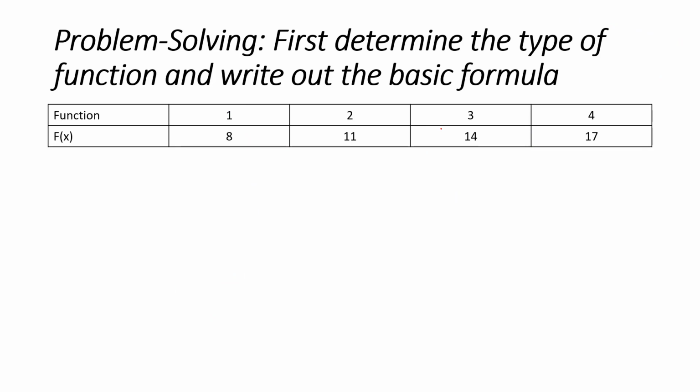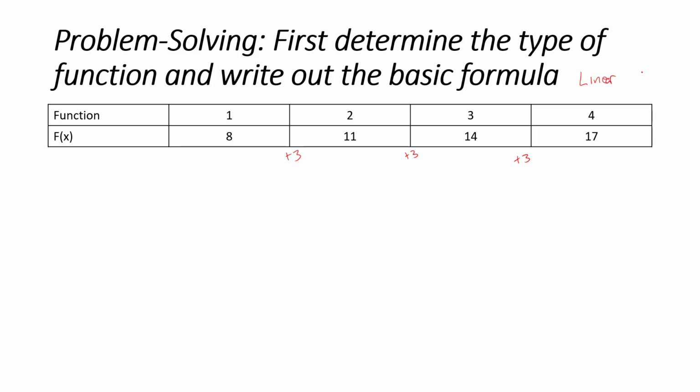All right, first determine the type of function, write out the basic formula. So let's first check for linear. 8 plus something gives me 11. Well, that's plus 3. 11 plus 3, that is 14. So far we're looking like we are linear. 14 plus 3, that's also 17. So already we know that we're dealing with a linear function.